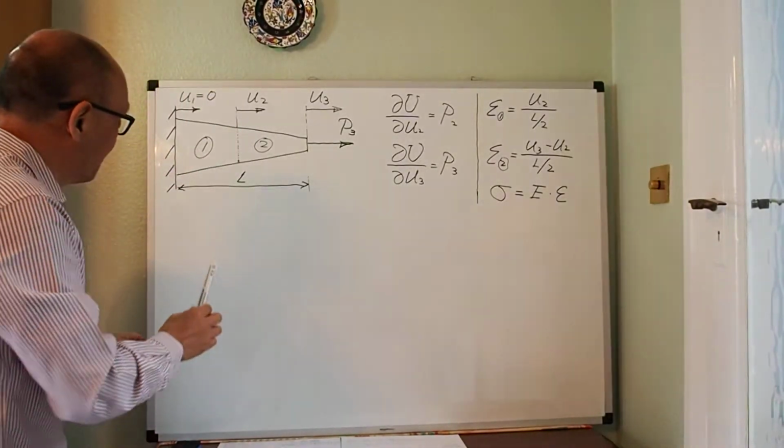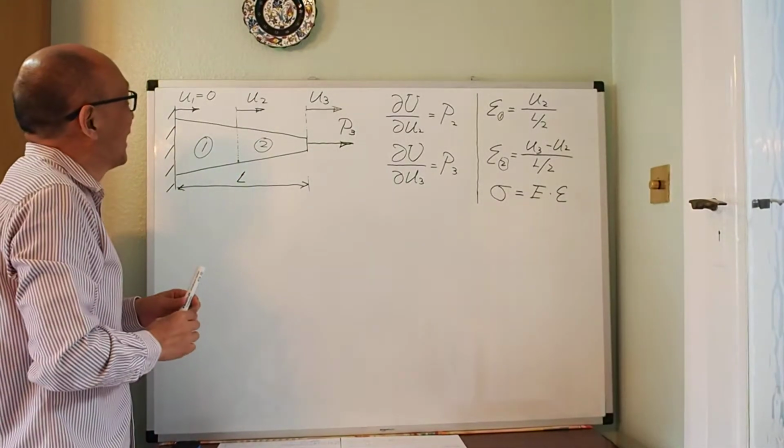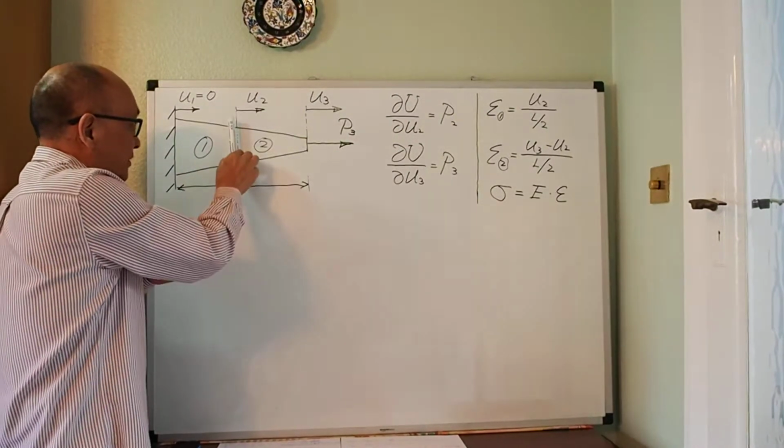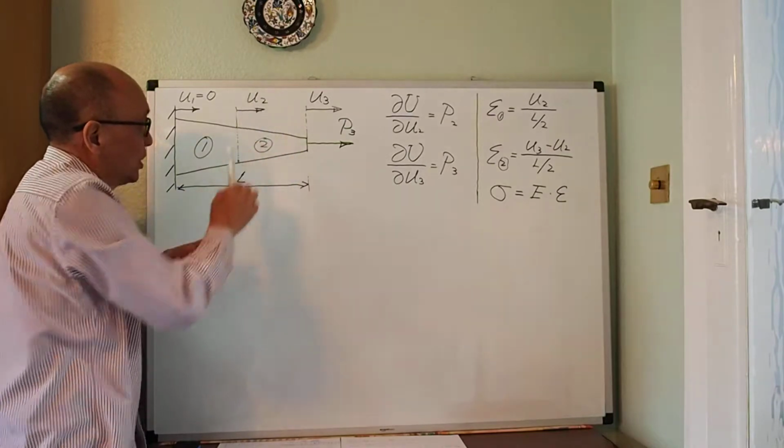Let me identify another cross section in the middle of this bar, and similarly apply a load there. That cross section will move to the right slightly, and let me call that displacement U2.